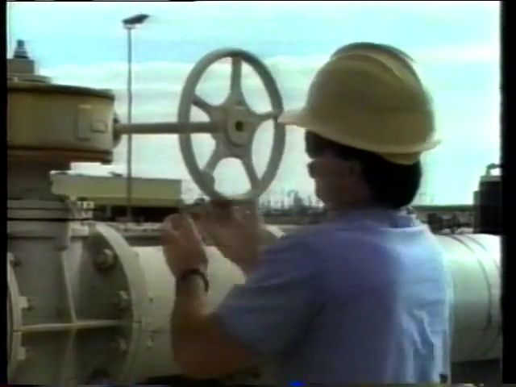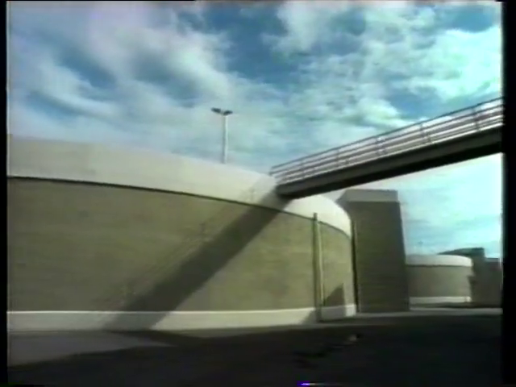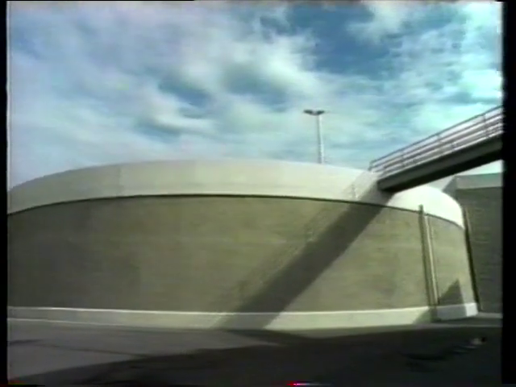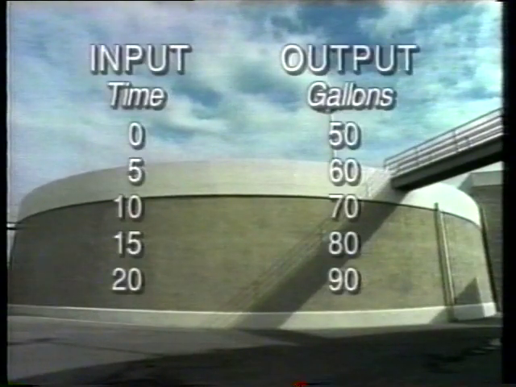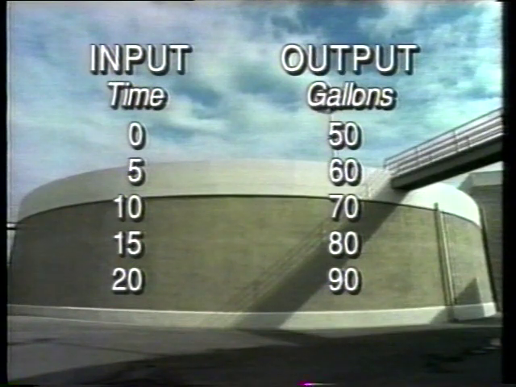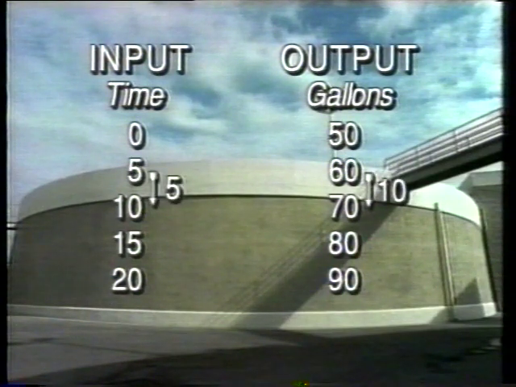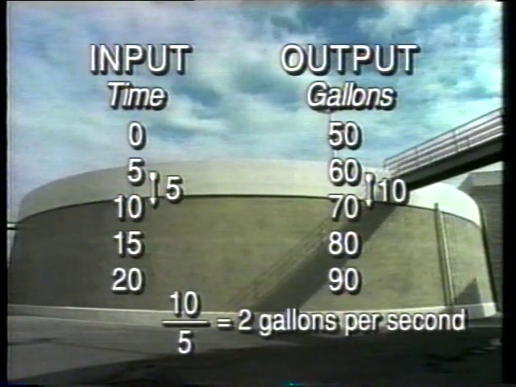Let's examine what happens when a pipe begins to fill a tank that already contains 50 gallons of sludge. By looking at any two consecutive entries in the table, we can see that every 5 seconds, 10 gallons are added to the tank. No matter which pair of entries we pick, dividing the number of gallons that have been added to the tank, 10, by the amount of time it took to add that many gallons, 5 seconds, gives us the rate at which the pipe is filling the tank, which is 2 gallons per second.